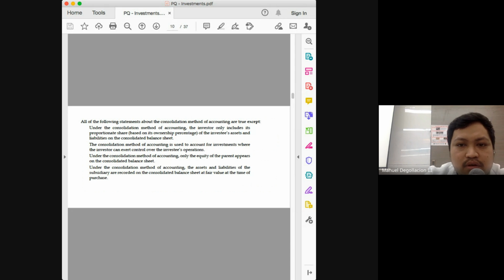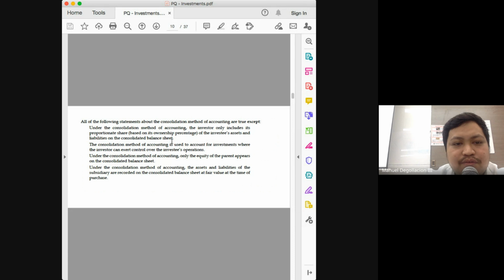Next, all of the following statements about the consolidation method of accounting are true except, so what are we looking for? The true or the false statement? False, okay? Under the consolidation method of accounting, when do we use this one, class? If we already have control. The investor only includes its proportionate share of the investee's assets and liabilities. No, you will include all the assets and liabilities of the investee. So this is already the answer. The false statement is letter A. That means letters B, C, and D are true.